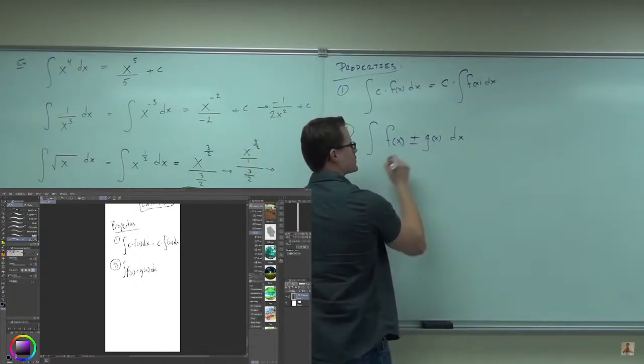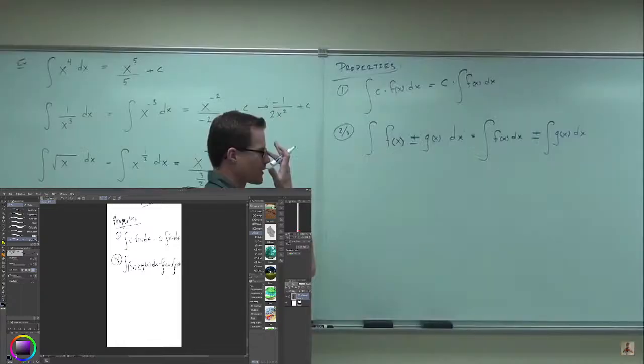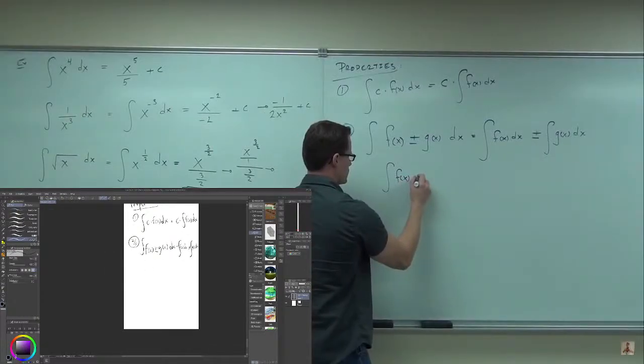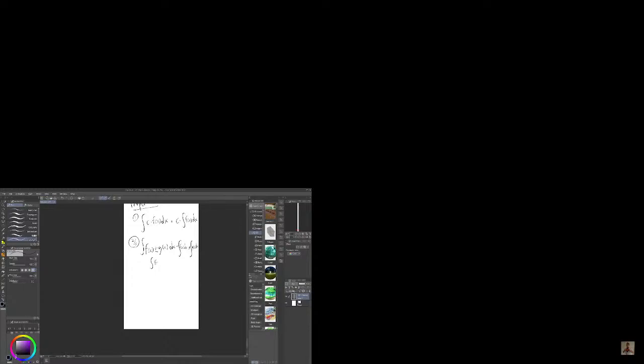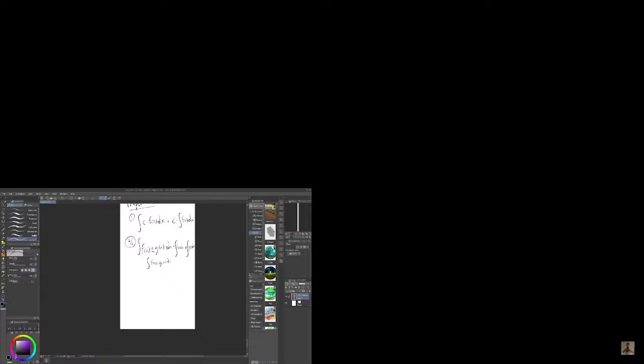But this you can, and this is 2 and 3. This says you can take the integral of f of x dx plus with plus, minus for minus, g of x dx. It says I can take the integral piece by piece, basically. That's what that says. This one is not true.